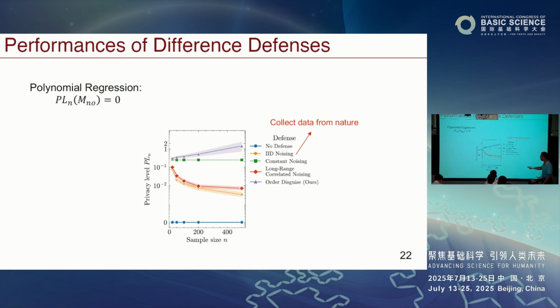Let's see what's going on from the graph. In the graph, we have different sample sizes on the x-axis, and y is the privacy level. We compare the different methods. As you can see, this is no defense, and the privacy level is really bad. It's just 0. For IID noising, which is this one I'm tracking, it's not so good. It's decreasing to 0. And if we allow the errors to be dependent, then it's better.